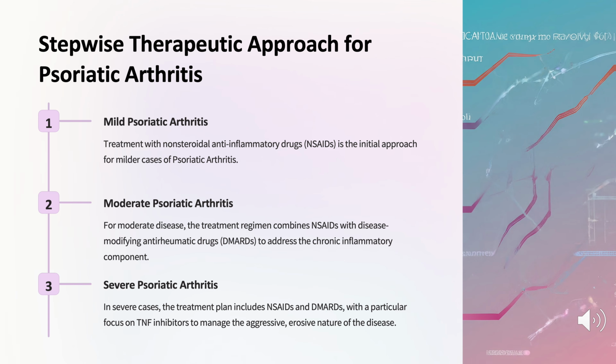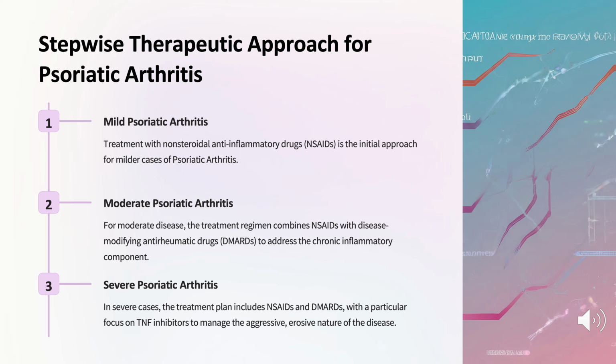Now, let's outline the stepwise therapeutic approach for managing psoriatic arthritis. For milder cases, treatment typically begins with non-steroidal anti-inflammatory drugs, NSAIDs. These medications help alleviate pain and inflammation, providing relief for patients with less severe symptoms.